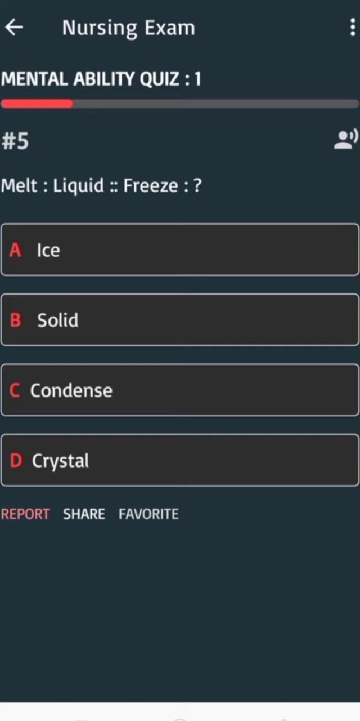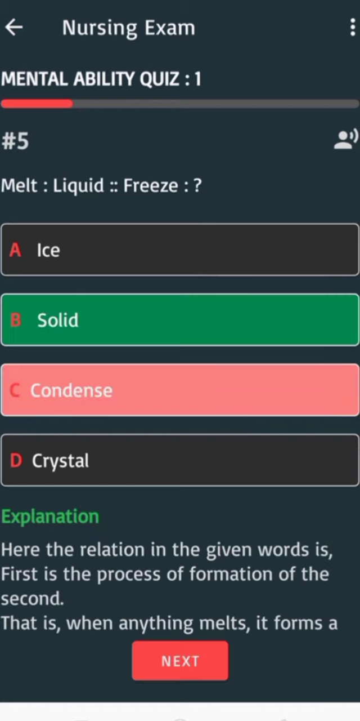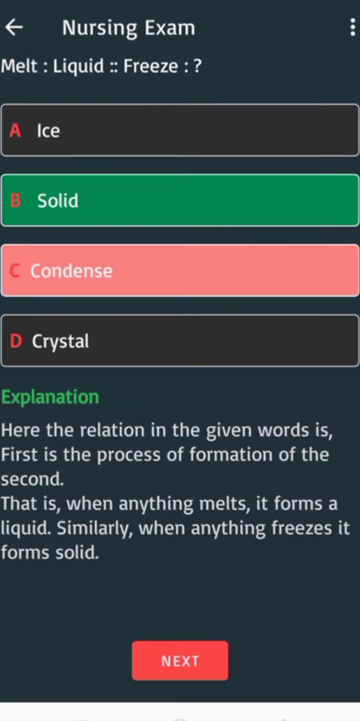Melt. Liquid. Freeze. A. Ice. B. Solid. C. Condense. D. Crystal. Correct answer is B. Here the relation in the given words is, first is the process of formation of the second. That is, when anything melts, it forms a liquid. Similarly, when anything freezes it forms solid. Hence, melt, liquid, freeze, solid.